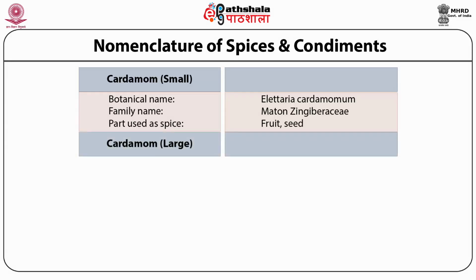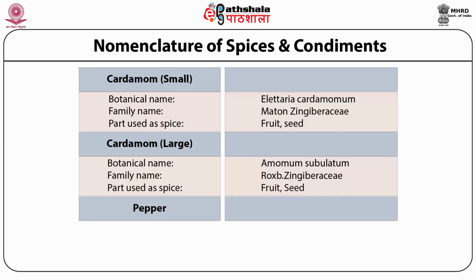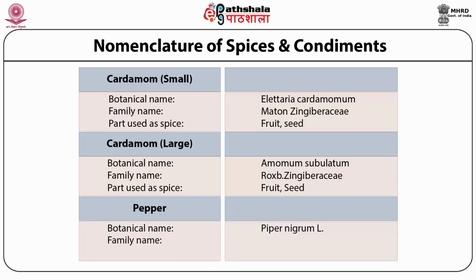Large cardamom, botanically called Amomum subulatum, belongs to family Zingiberaceae. The parts of the plant used as spice are fruit and seed. Then moving to pepper. Pepper is botanically known as Piper nigrum, belonging to family Piperaceae, and the part of the plant used as spice is the fruit.